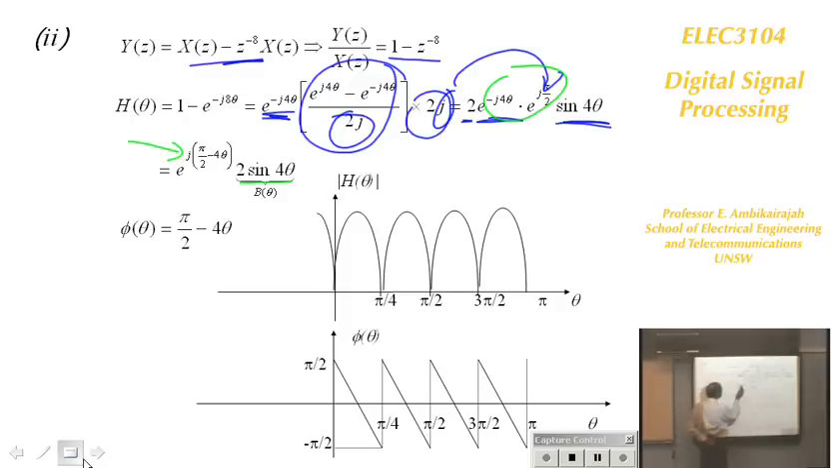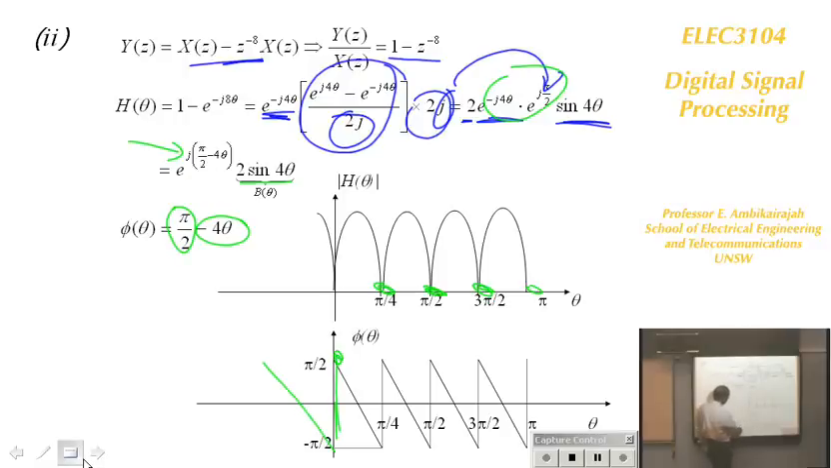Now 4 theta means it's going to cross 4 times within a pi. 4 zeros you're going to get. So there's a 0 here, pi over 4, there's another 0, another 0, another 0. So what will happen to the phase? Look at that. Theta equals 0, it starts at pi over 2. It has to jump pi, right? So, not at that point here, it's pi.